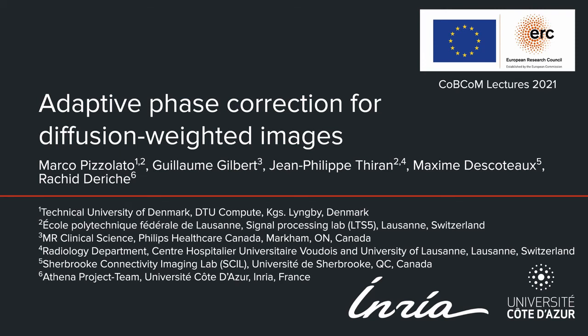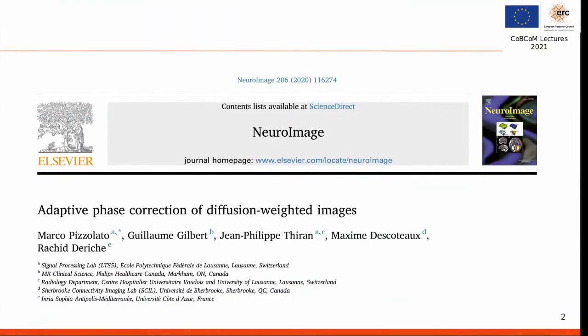Welcome to this CoBCoM lecture about adaptive phase correction for diffusion-weighted images. My name is Marco Pizzolato, and I've carried out the research work for this project together with Guillaume Gilbert, Jean-Philippe Tiran, Maxime Decoteau, and Rachid Derish. The talk I'm going to present is about the corresponding article published on NeuroImage.